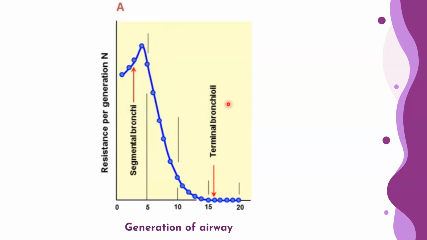And you can see here that in the terminal bronchioli, the resistance is very, very minimal, because like we talked about, we have 30,000 terminal bronchioles, and you add the diameter of each of those 30,000 bronchioles, you're going to get a very, very high total radius or very, very high total diameter. So very, very low resistance.